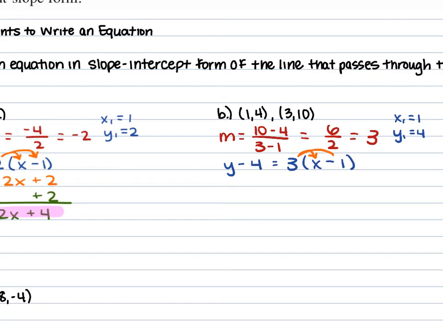I distribute the 3 and solve for y now. So y minus 4 is equal to 3x minus 3. I then add the 4 to each side, and I'm left with y is equal to 3x plus 1.